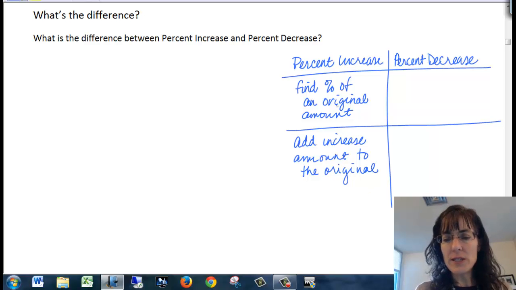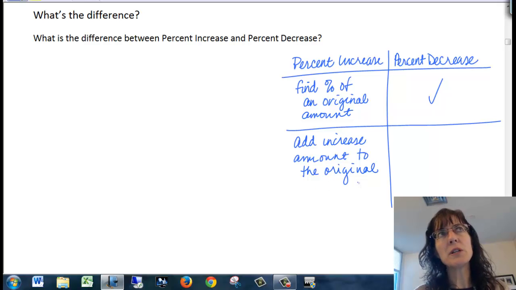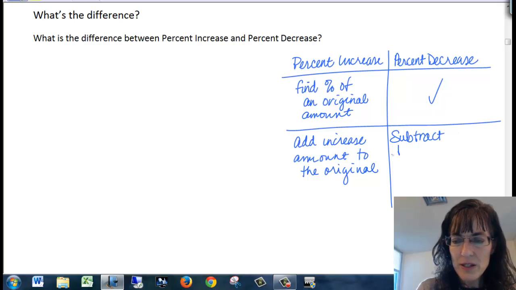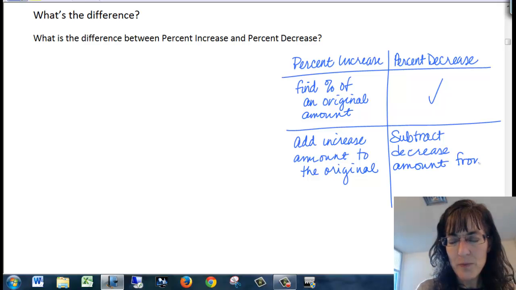Now, for percent decrease, then I'm thinking, do I have to find the percent of an original amount? I do. So I just put a check mark there because it's the same. And then I'm thinking for percent decrease, well, do I have to add the increased amount to the original? So percent decrease we use for sales on clothing and anything that's on sale. And the big thing we were doing there was subtracting from the original. So this one is different because we subtract the decrease amount from the original price.